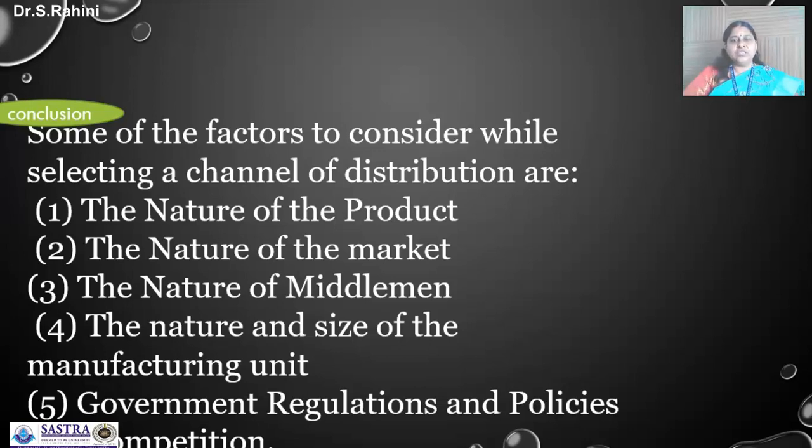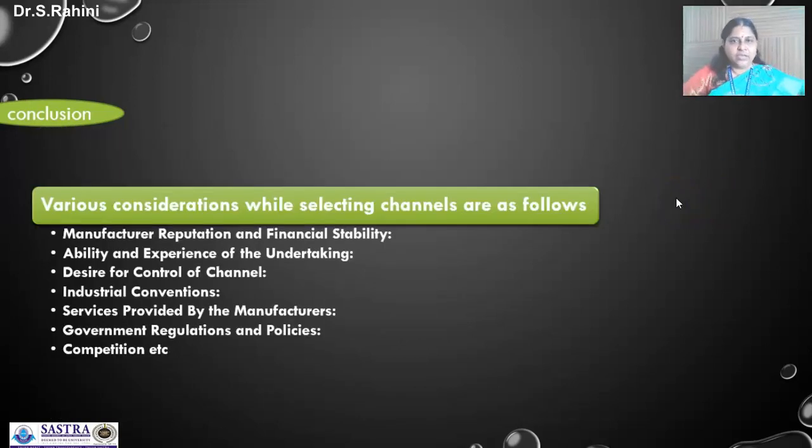See, the nature and the size of the lot or the manufacturing unit also matters, and government regulations and policies. Very heavy machines you cannot lift for a group of people and send it to a group of people. And also your competition. Your competitor is also very important. If they are using direct marketing, with no middleman in the channel, or if there is any distributor, then you have to consider that also as your channel, and accordingly you have to behave.